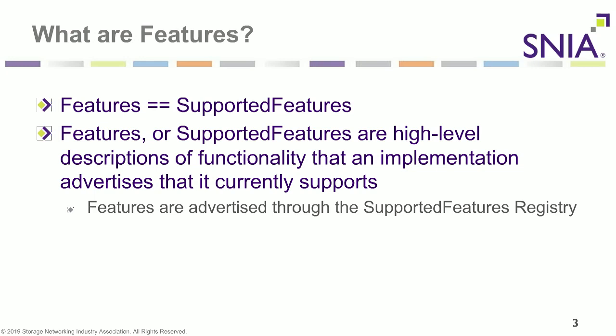And so the mechanism that it will use to advertise them is a supported features registry. If you're familiar with Swordfish and Redfish infrastructure, there are multiple types of registries that exist today. So we've created a new registry type called the supported features registry. There's a message registry, there's a privilege registry, there's several other registries. This is just a new type of registry where a client can go to an implementation and say, what features do you support? And it can advertise through that mechanism.